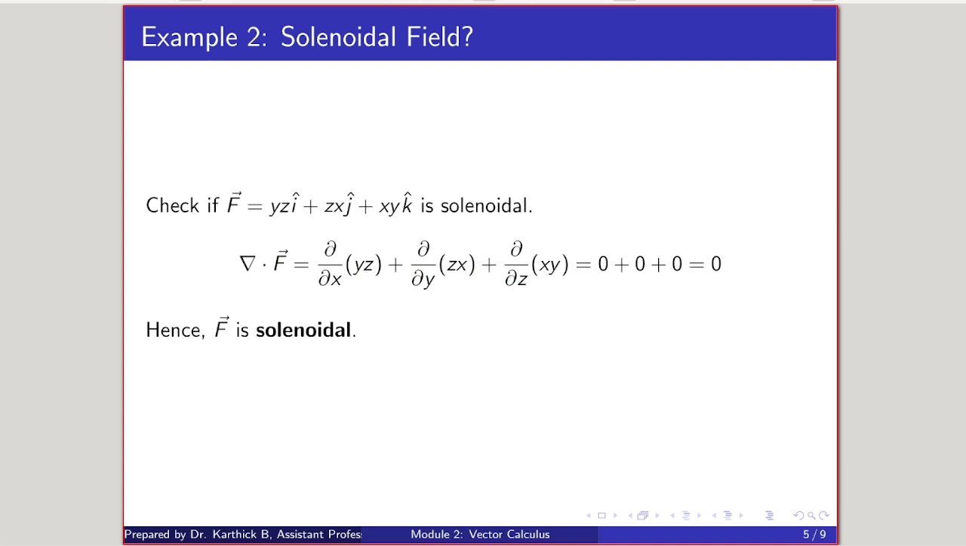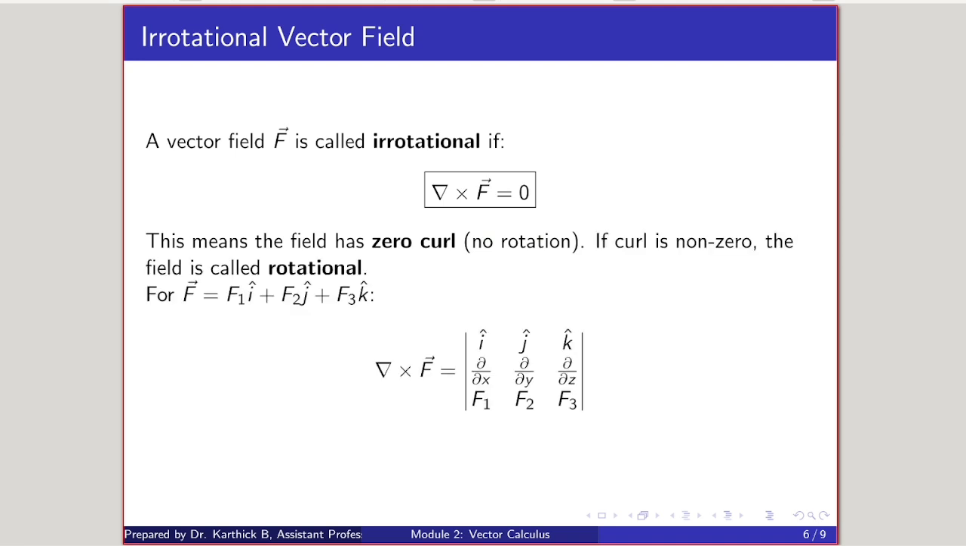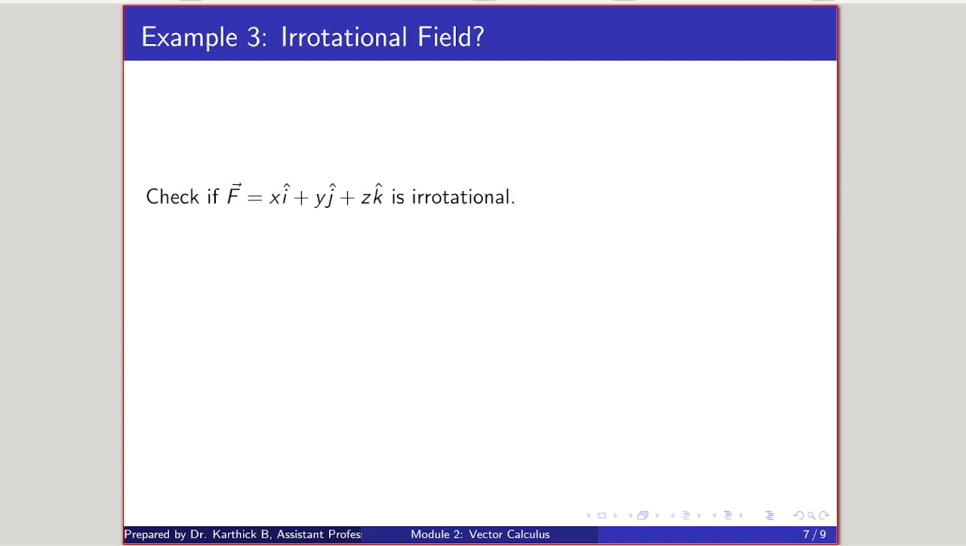Okay. Next, we will see irrotational. A vector field is said to be irrotational when the curl, the vector product of gradient and F vector, is 0. This represents that the field has no curl, zero curl or no rotation. Then we will see the general form. If I take F vector like this, the vector product will be the determinant of a matrix with rows i, j, k; dou by dou x, dou by dou y, dou by dou z; and f1, f2, f3. Okay, then we will solve a problem.